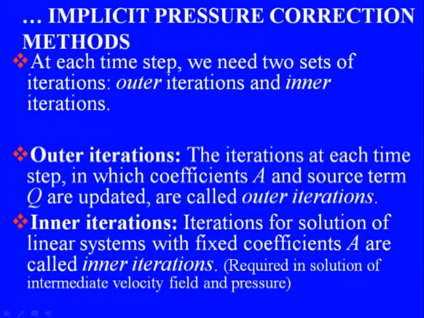Now, what are inner iterations? Iterations for solution of linear systems with fixed coefficients a are called inner iterations. These refer to the iterations required in the solution of our velocity field from linearized equations, or we would also very often use an iterative solution procedure to solve the pressure Poisson equation. So, these iterations involved in the solution of the linear algebraic equations for the velocity field and the pressure field are referred to as our inner iterations.